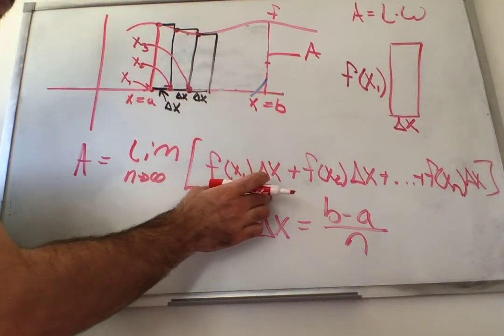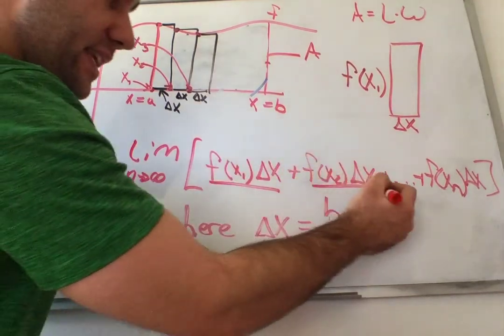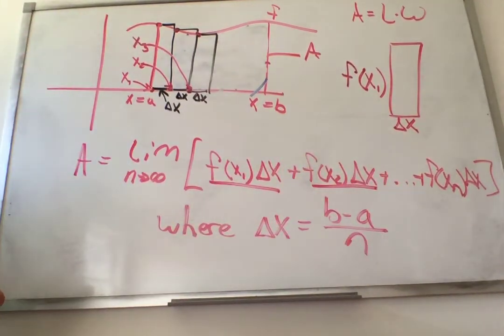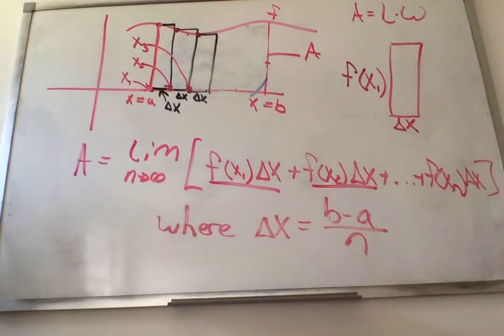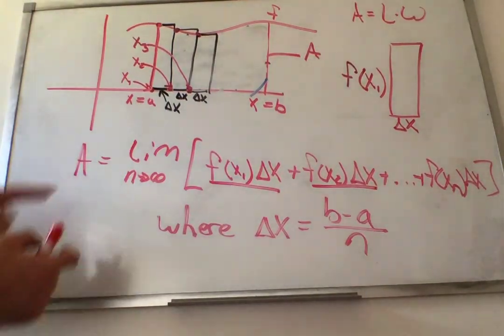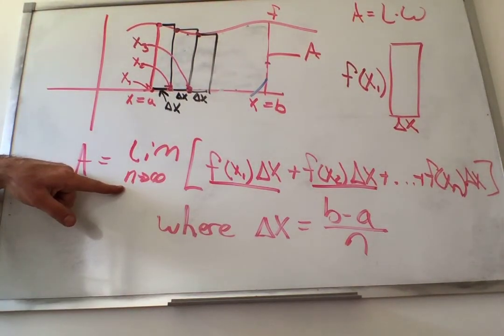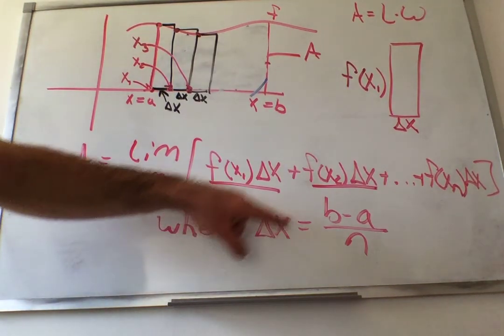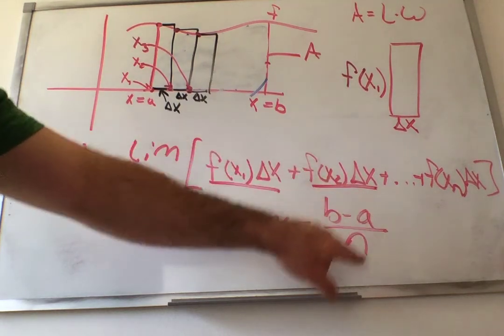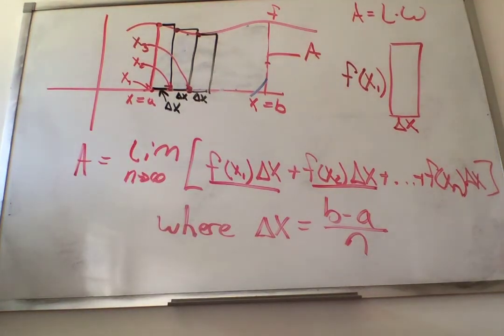So this is the area of one rectangle, plus the area of the next rectangle, plus so on, plus the area of the last rectangle. To get the entire area, all you do is you just keep adding up all the rectangles, and you have an infinite number of rectangles, okay? Now, the spacing between rectangles is very easy to compute. You take the upper limit minus the lower limit and divide it by how many rectangles you have, okay?